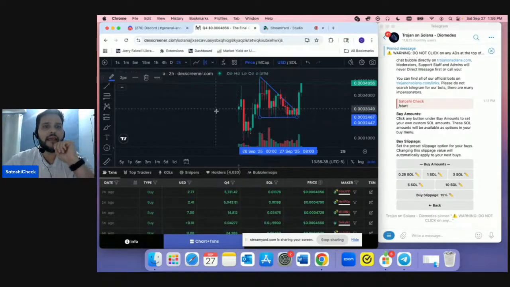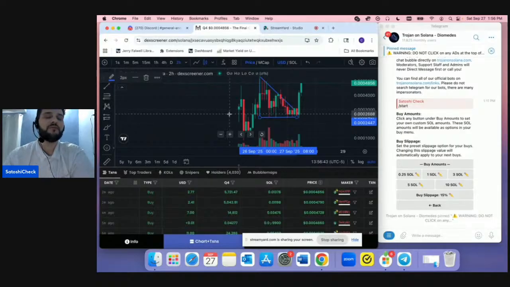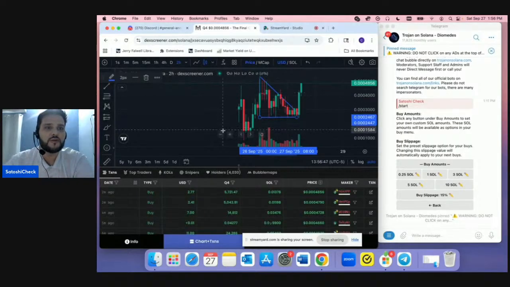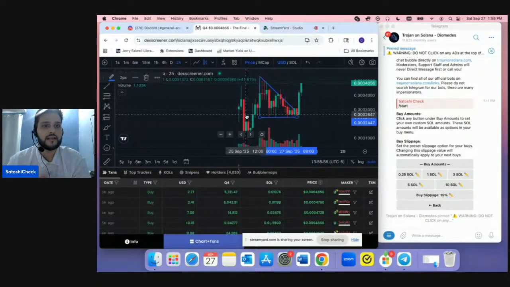It depends on how old the token is. Usually with these, you can't go to the daily because you're just going to see one large green candle, and that's the only thing. Usually like the 2 or the 4 hour, sometimes you won't even be able to do this. Now for ones that are fairly new, this may be $200,000, $300,000 market cap, sometimes in the 150. You'll be able to do this.